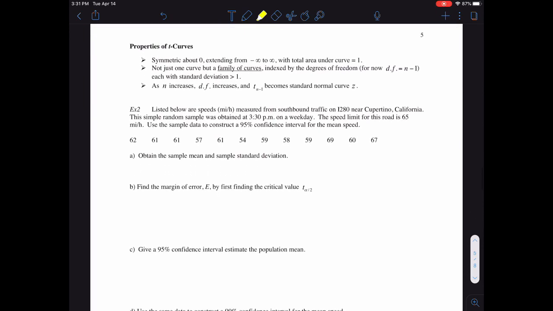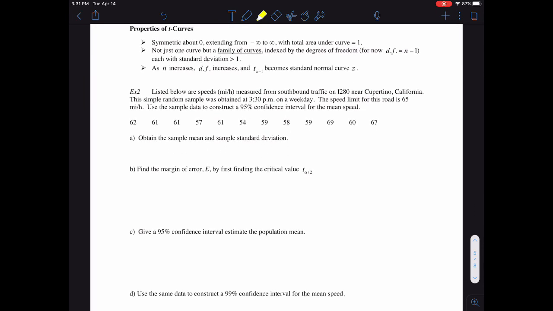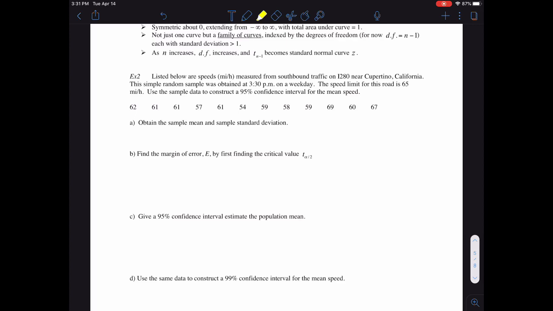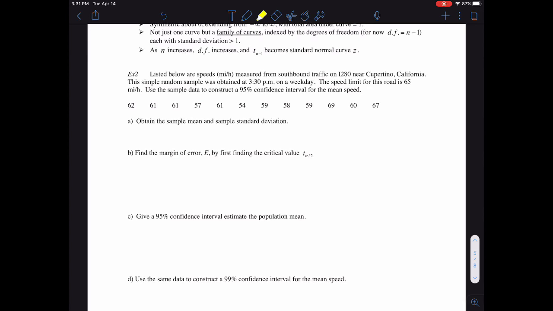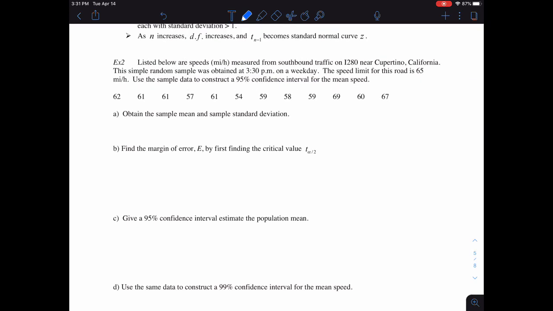We're going to go straight to example 2. In this example, I'm going to walk you through how to do the confidence interval estimate for the population mean. Suppose we have speeds in miles per hour measured from southbound traffic on I-280 near Cupertino, California. This simple random sample was obtained at 3:30 p.m. on a weekday. The speed limit for this road is 65 miles per hour. Use the sample data to construct a 95% confidence interval for the mean speed.